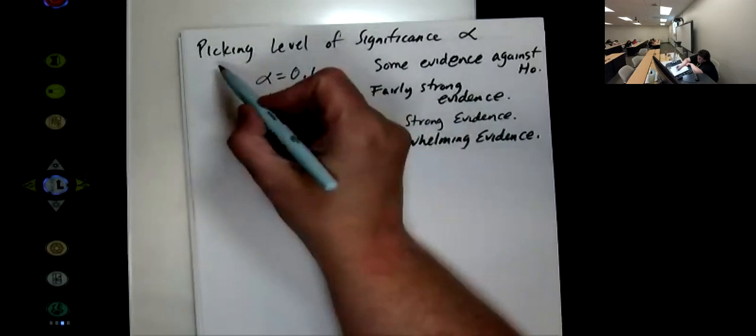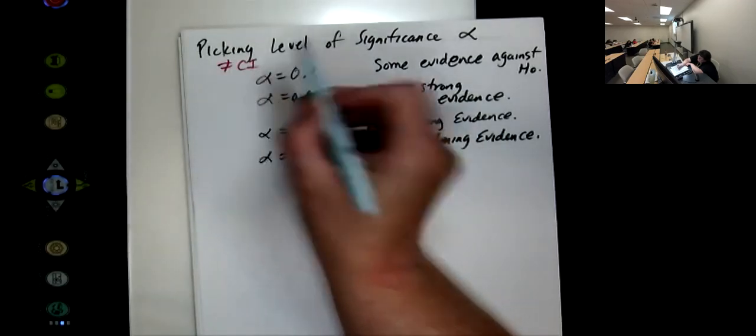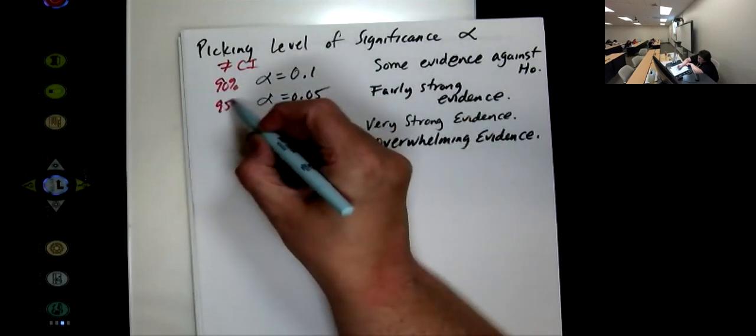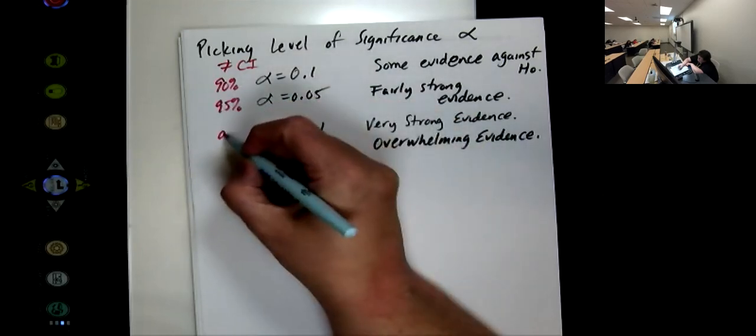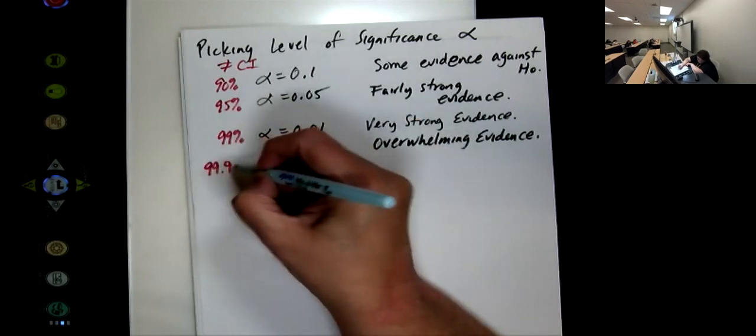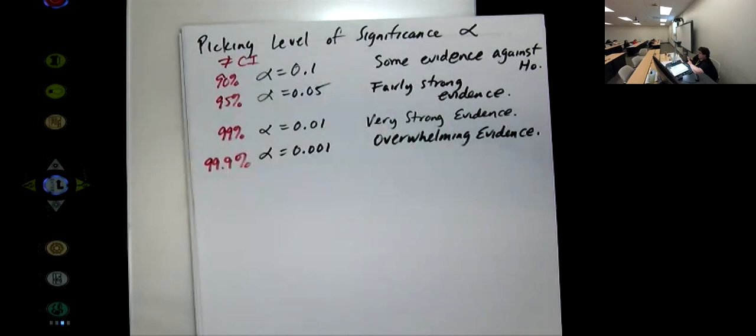For a not equal to confidence interval, this is like 90% confident. This is 95% confident. That's 99% confident. And that's 99.9% confident. We are as sure as we're really going to get.